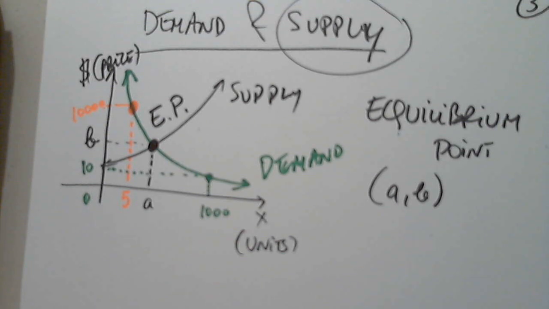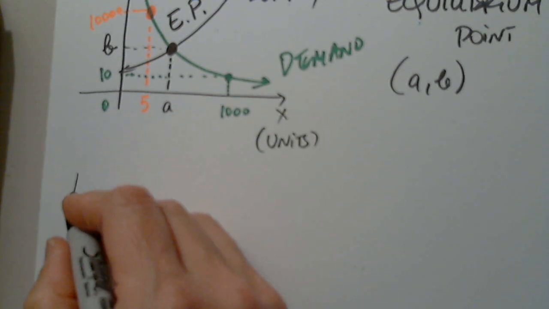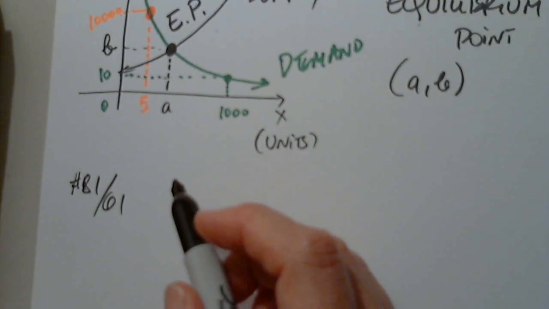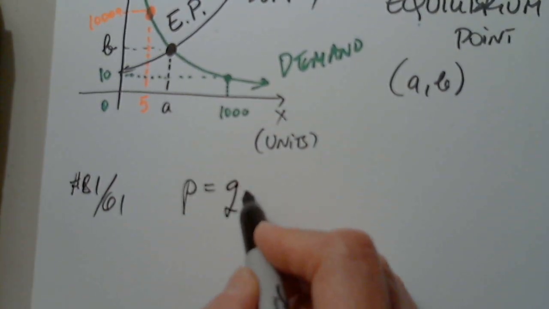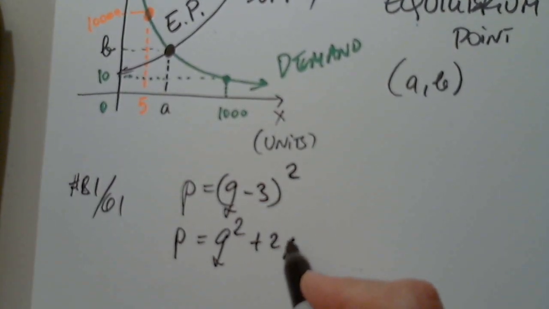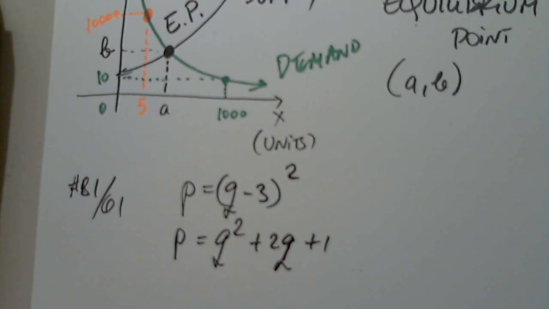So let's choose one. I don't really like their notation. That's fine. It's okay. They use quantity Q and price P. It doesn't matter. So let's choose a situation. Let's say 81. So in 81, we're given two functions, of course. And this is on page, I think it's 61. So we have P equals (Q minus 3) squared. And we have P equals Q squared plus 2Q plus 1. And you see the demand is decreasing and supply is increasing.